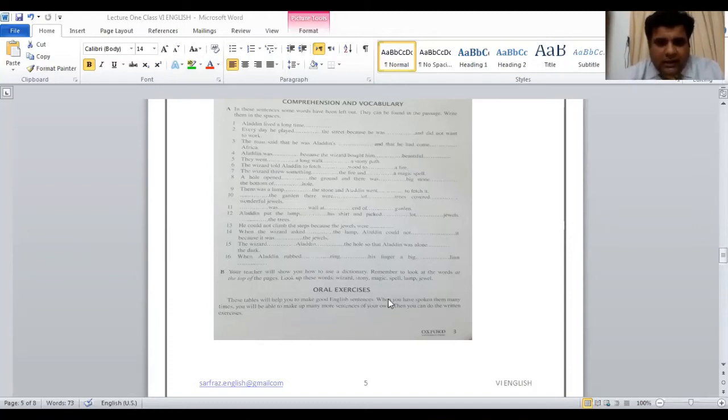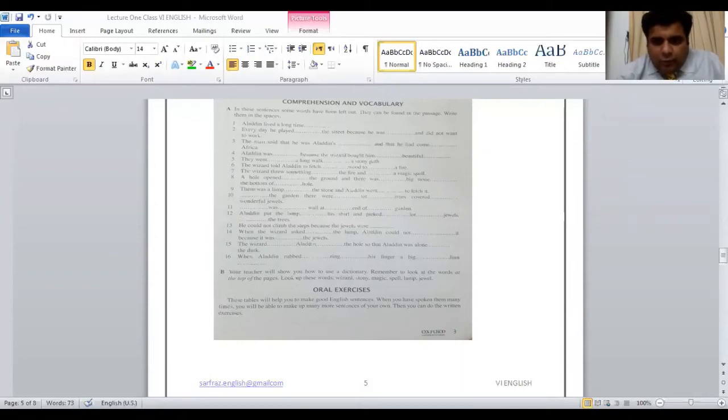Look over there. Here, dear students, it is written: oral exercises. In oral exercise, what is written? These tables will help you to make good English sentences. When you have spoken them many times, you will be able to make up many more sentences of your own. Then you can do the written exercises.